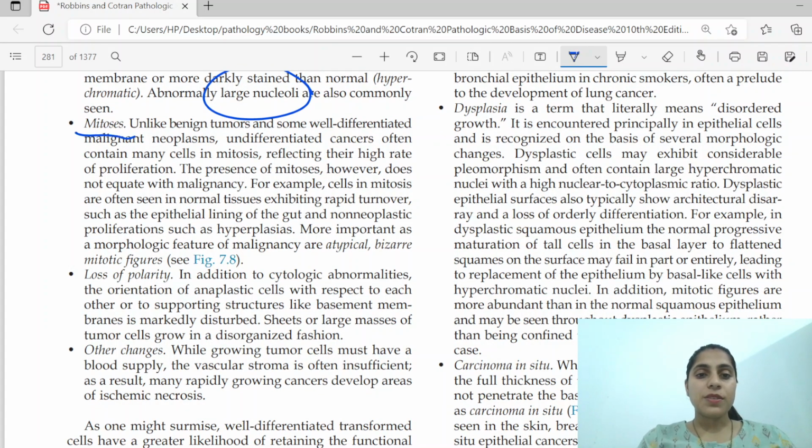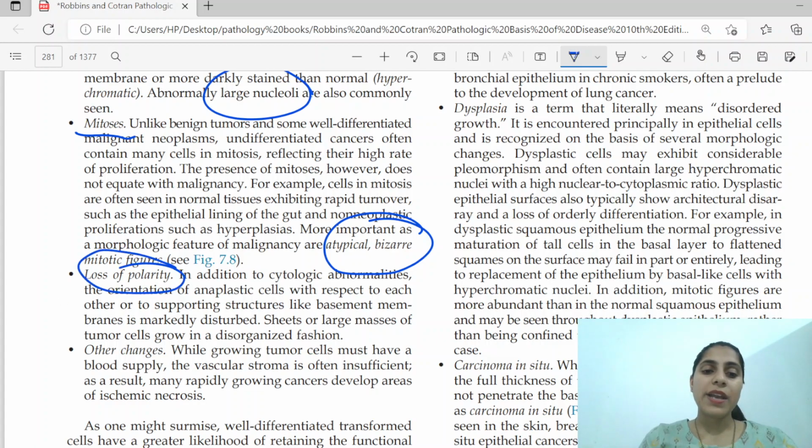Now we come to mitosis. Mitosis is when we have always seen the cell cycle, but normal mitosis can also be there in a highly dividing cell normally, but we have to see for atypical mitosis or presence of mitosis at a place where it is normally not supposed to be present.